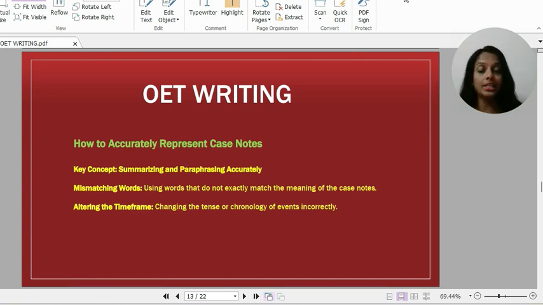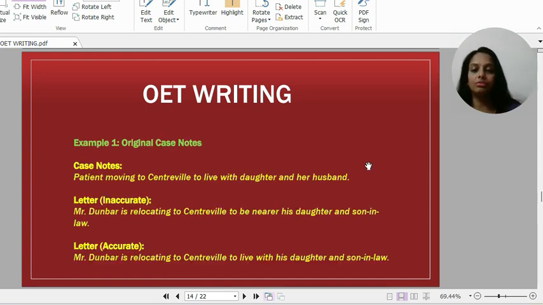Inaccurate paraphrasing can occur in the following ways. When you are mismatching the words, for example, if you are using words that do not exactly match the meaning of the case notes, or changing the tense or chronology of events incorrectly, altering the time frame, that will also lead to inaccurate paraphrasing. Let's see some examples for this.